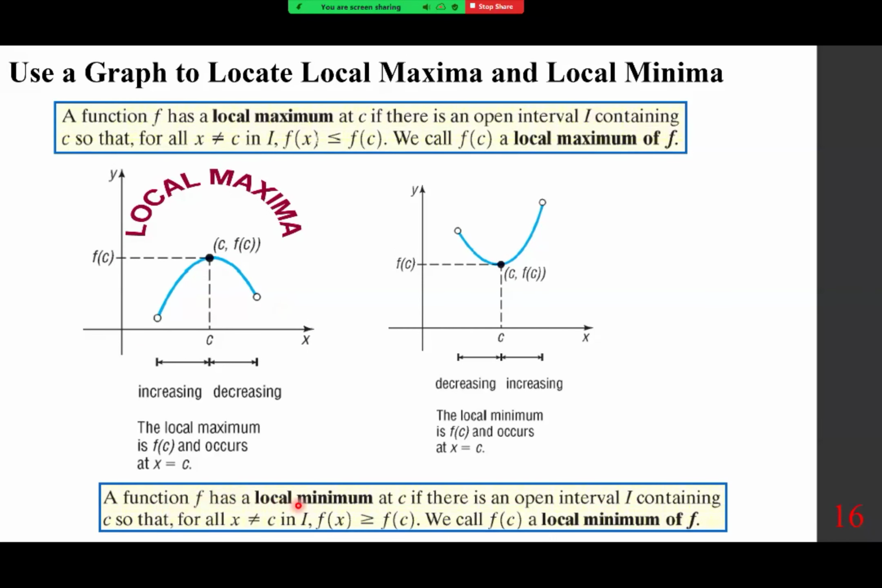A function f has a local minimum at C if there is an open interval I containing C, so that for all x not equal to C in the interval, f of x is greater than or equal to f of C. We call f of C a local minimum of the function, looking almost like a u, if you will, a portion of a u. Local max, local min.